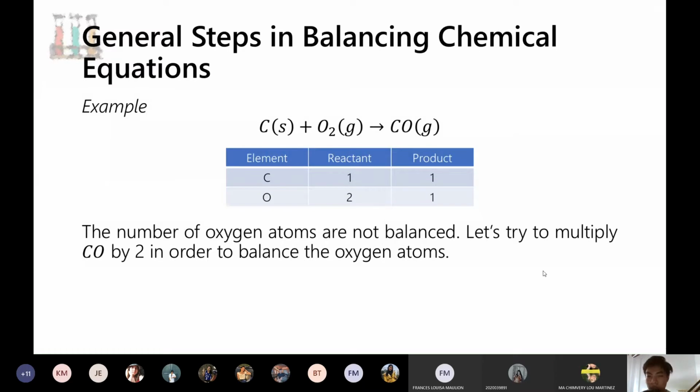So generic muna tayo. Let's have this equation. We have carbon plus oxygen gas producing carbon monoxide. So usually what we do here is that we create tables, listing all the atoms and the number of atoms present.